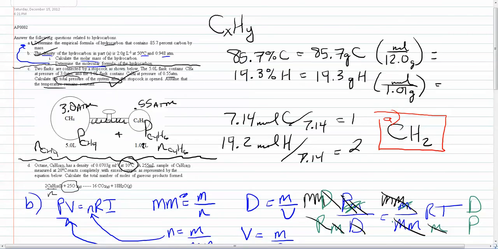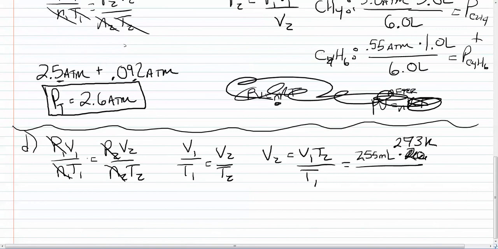Oh, do I have that upside down? So we need it to be at 10 degrees. It's at 20 degrees. So T1 is actually 273. My mistake, 273 Kelvin. And T2 is going to be the one we want, 283 Kelvin.